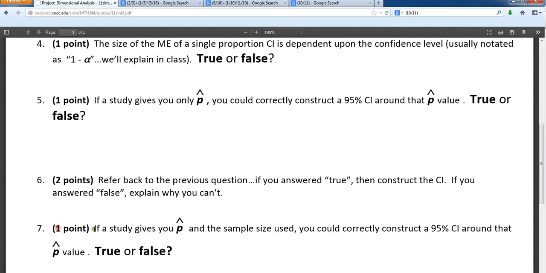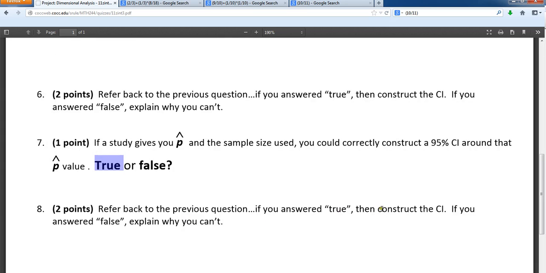Number 7, if the study gives you p hat and also the sample size used, you could correctly construct a 95% confidence interval around that p hat value. True or false? Yep, that's true this time. Refer back. If you answered true, then construct the confidence interval. If you answered false, explain why you can't.